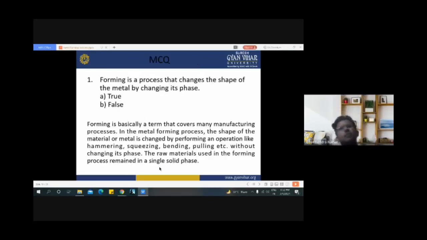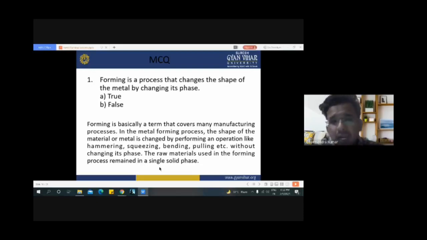Now, on the basis of these types of metal forming processes, we will solve some multiple choice questions. The first one: forming is a process that changes the shape of the metal by changing its phase. Basically, the question is asking whether this statement is true or false.